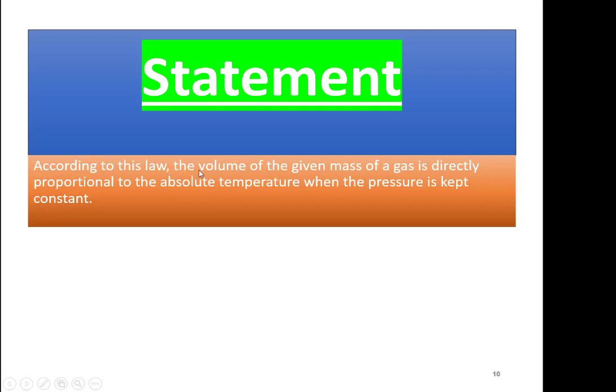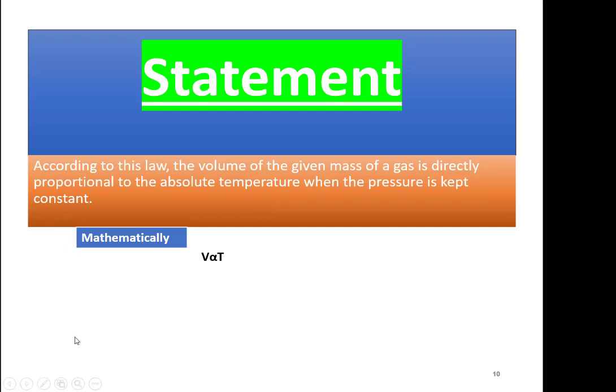According to this law, the volume of the given mass of a gas is directly proportional to the absolute temperature when the pressure is kept constant. If we keep the pressure of any gas constant, then its volume will be directly proportional to temperature. Let's see mathematically, volume is directly proportional to T.